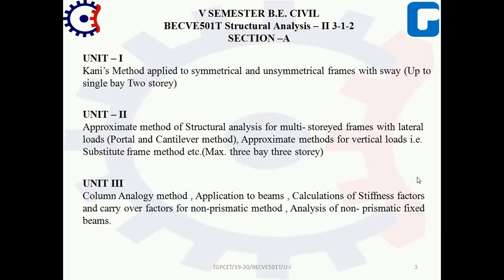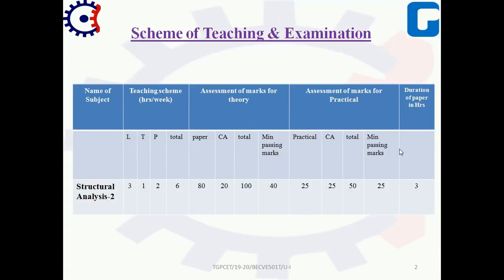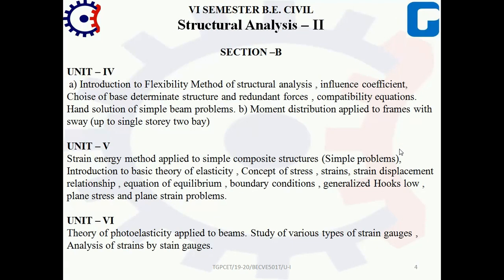This is the syllabus of Structural Analysis 2, in which 6 units are there. Unit number 1 deals with Kani's method, and unit 2 with the approximate methods of structural analysis of multi-storied frame structures, by the portal or the cantilever method, and the moment distribution method. Unit number 3 deals with the column analogy method and its application to beams. Unit number 4 deals with the introduction of the flexibility method. Unit number 5 deals with the strain energy method, and unit number 6 deals with the theory of photoelasticity.